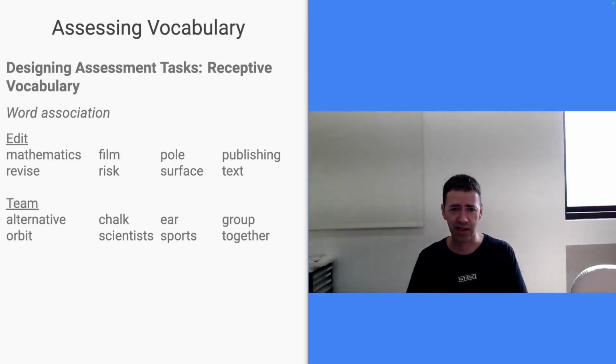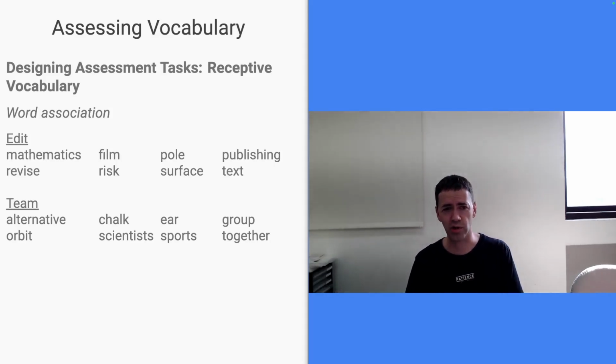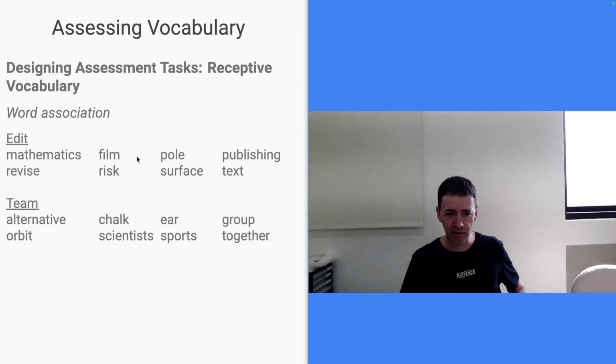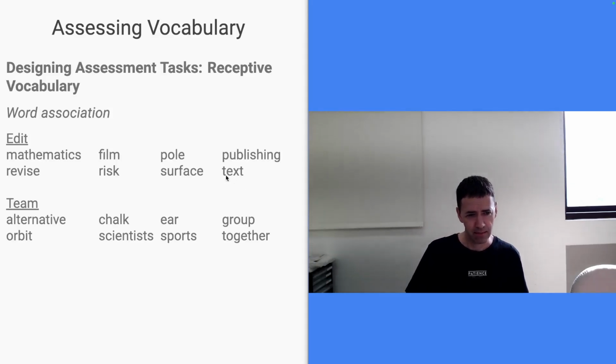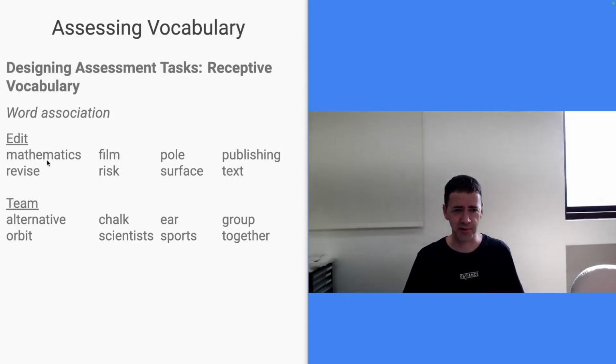And so what they did is they changed this task into this type where they give you 8 words, and you have to select the word that best matches or is associated to edit. Now, you can see that some of these words, like publishing, text, maybe mathematics, I don't know about that one, could be associated with edit, but the real one here will be revise, and that will be considered the correct answer.